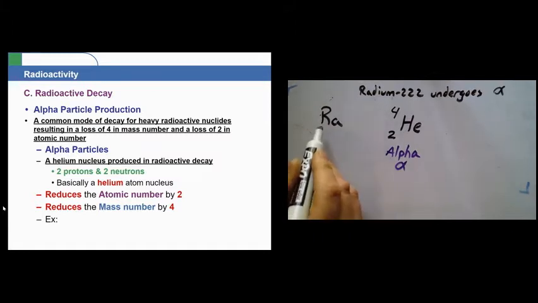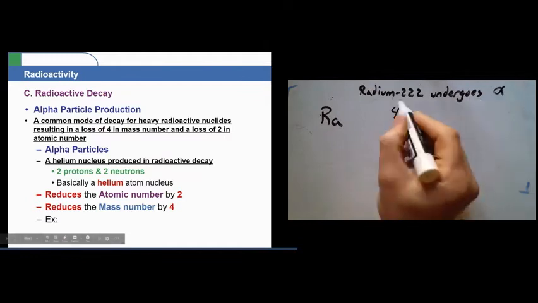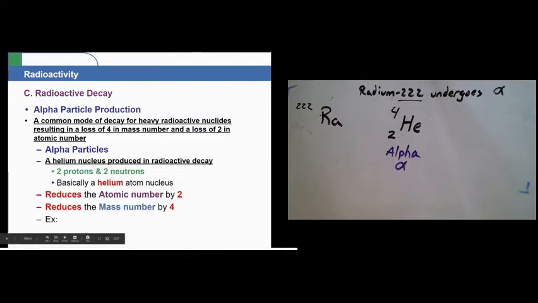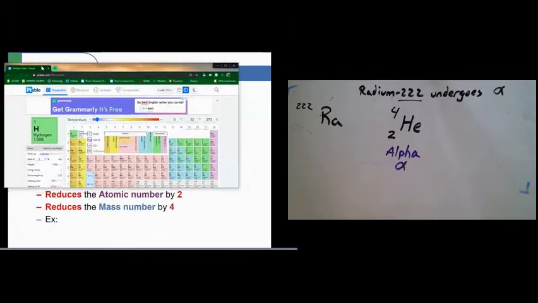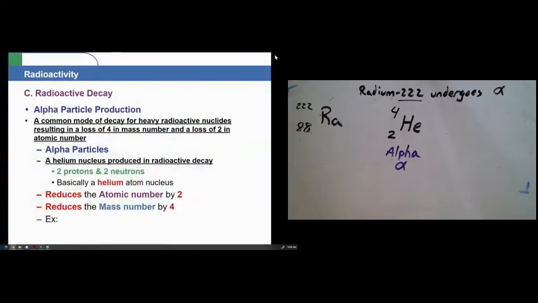So you start off with radium. Radium has a mass number of 222, so we write 222. On the periodic table, radium has an atomic number of 88, so I would put 88 on the bottom.